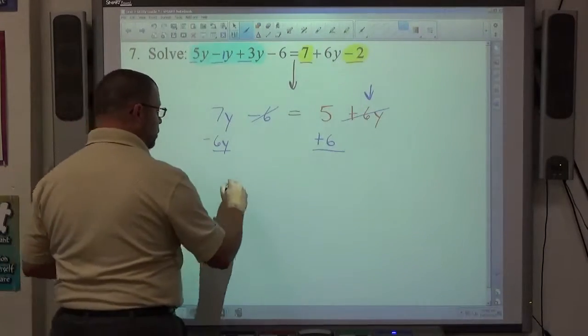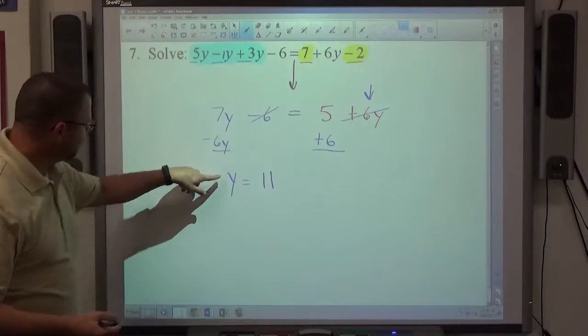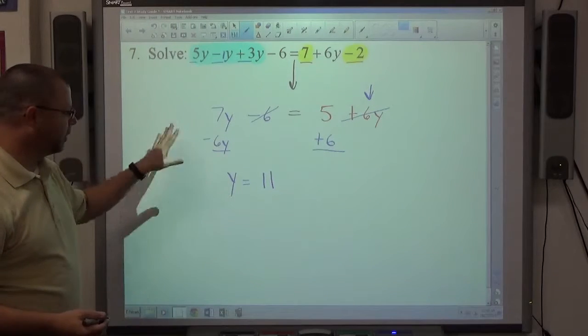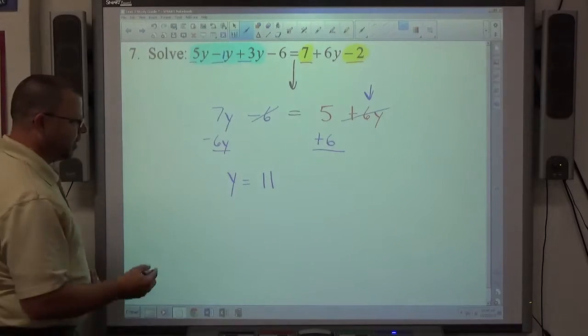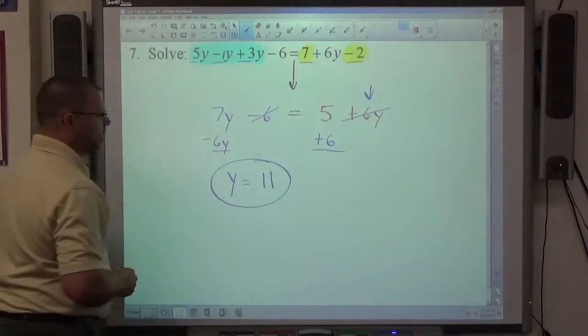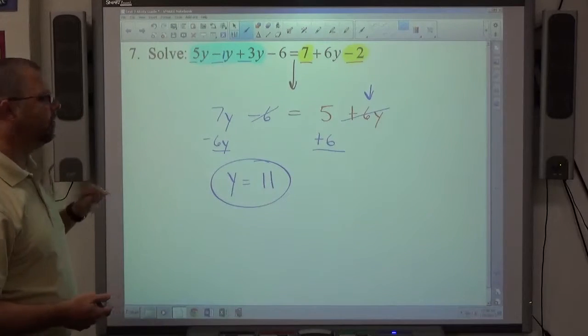7y minus 6y makes 1y. 5 plus 6 makes 11. At this point, if there were a number in front of y, there's a 1, but we don't have to write it. If there were a number in front of y, I'd divide by it, but in this case I don't have to. The answer is immediately right there. But again, on the test, there might be a situation where there's a number in front of y, just divide by that number.